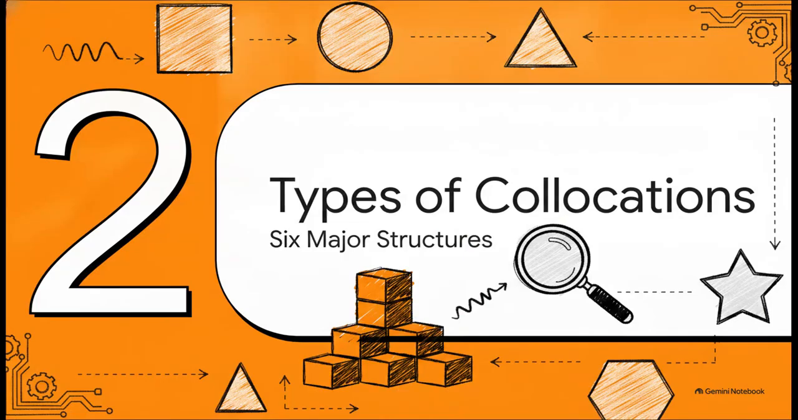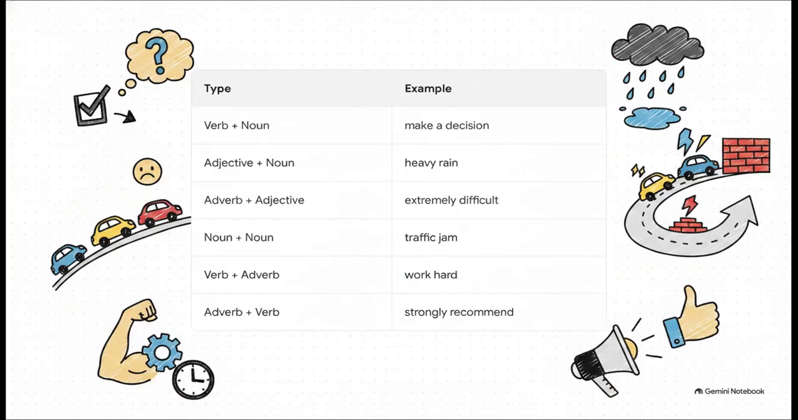Okay, section 2, the 6 types of collocations. Let's categorize these building blocks. So there are 6 major structural types you need to know. We have verb plus noun, like make a decision, adjective plus noun, like heavy rain, adverb plus adjective, like extremely difficult, noun plus noun, like a traffic jam, verb plus adverb, such as work hard, and adverb plus verb, like strongly recommend. अगर आप इन patterns को पहचान लेते हैं, तो English बोलना इतना easy हो जाता है, you won't have to awkwardly guess which word comes next.